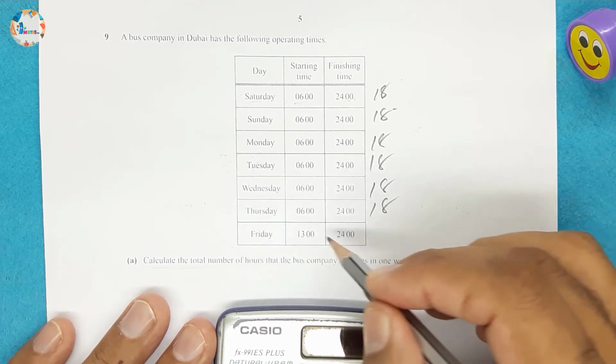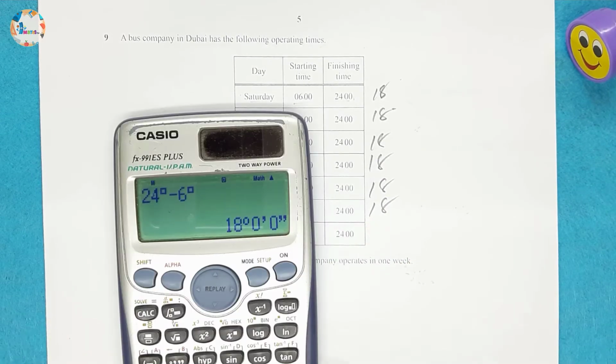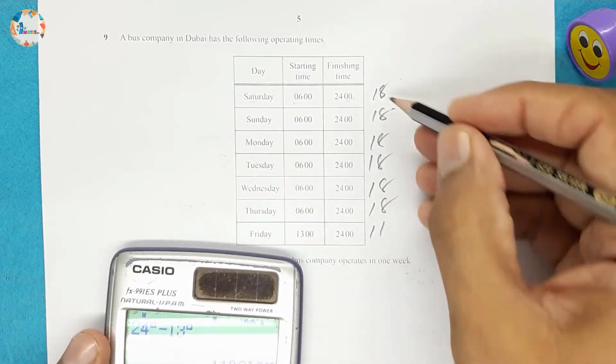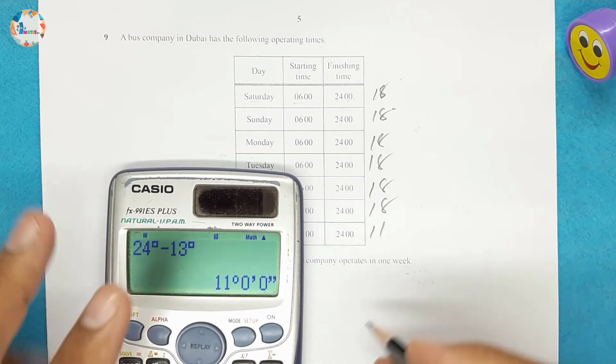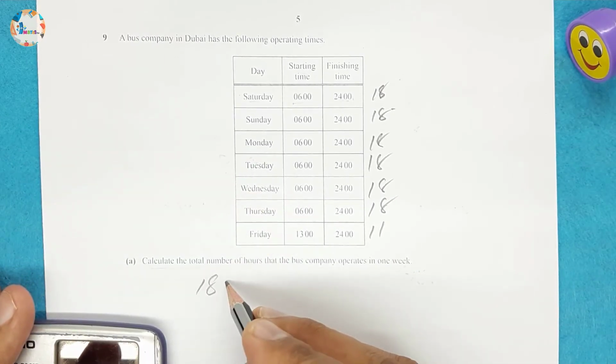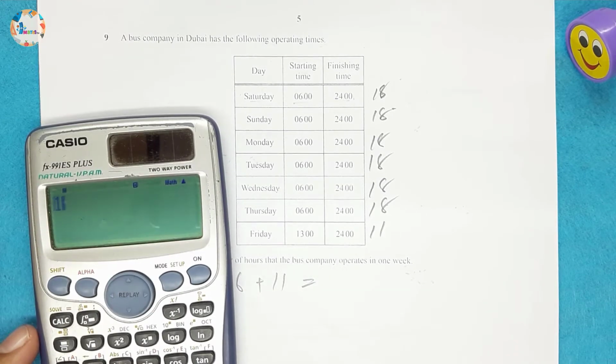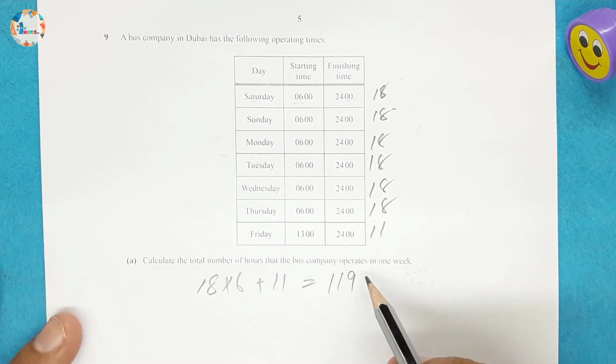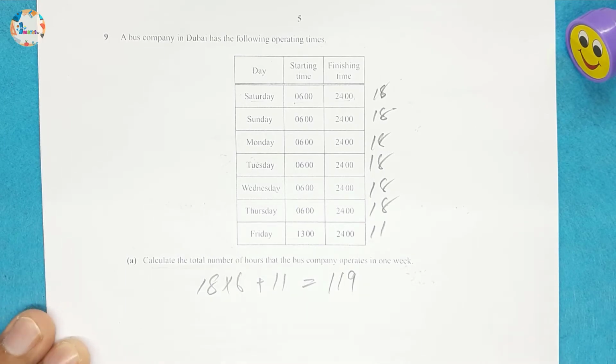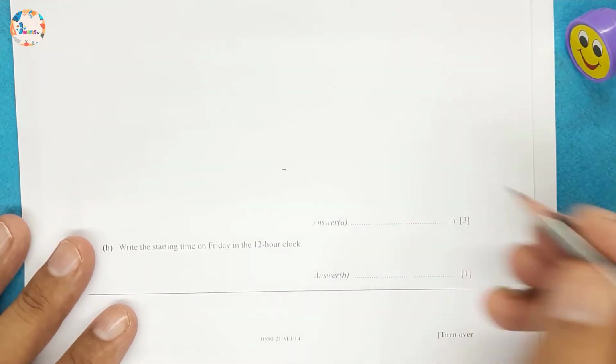Now on Friday it's starting at 13. So we can write here 24 minus 13 hours, and this will be equal to 11 hours. So 1, 2, 3, 4, 5, 6 days of 18 hours. So we can multiply 18 into 6 plus 11, and this will be equal to 119 hours in 1 week. So this is our answer for the A part, which we have to provide over here.